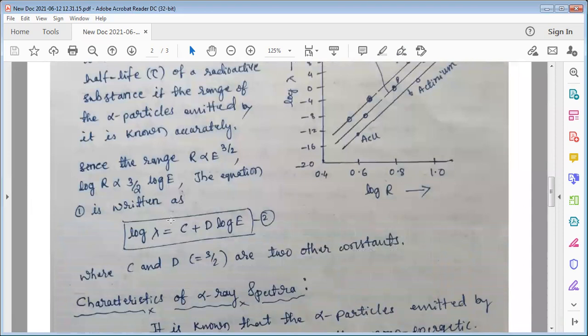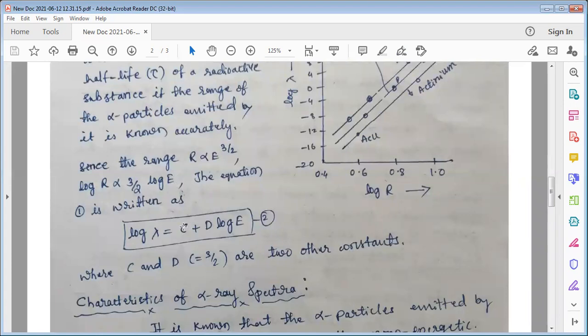While studying the range of the alpha particle, we know that R is proportional to E raised to 3 by 2. The range of the alpha particle is proportional to energy E raised to 3 by 2. And by taking log on this equation, we will get log R is equal to 3 by 2 log E.